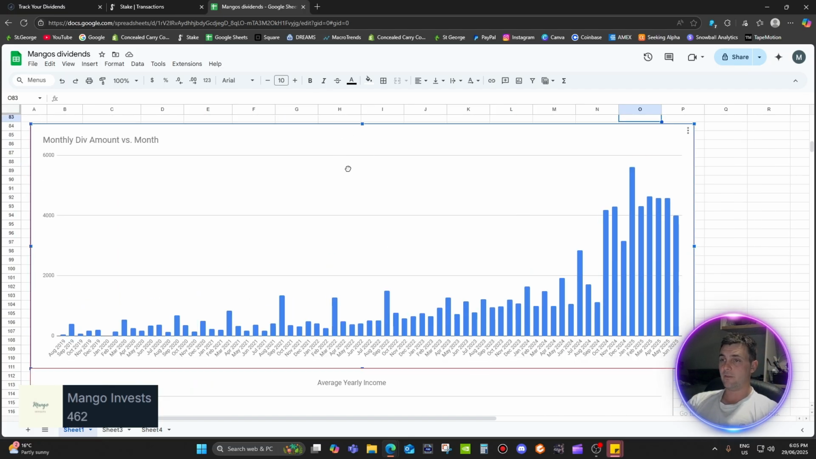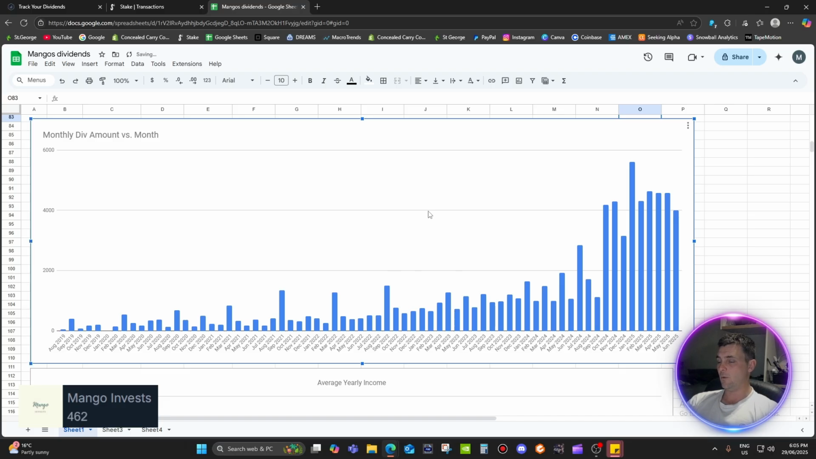Obviously, we place it into the graph here. So June this month, we've earned a total of $3,992 worth of dividends in US currency. What does that really equate to? About $6,000 Australian, roughly. And as you can see, it's not as much as the previous couple of months, which is pretty disappointing.